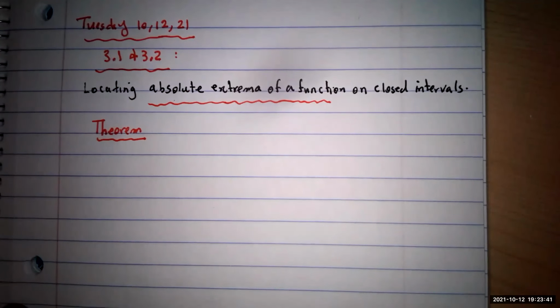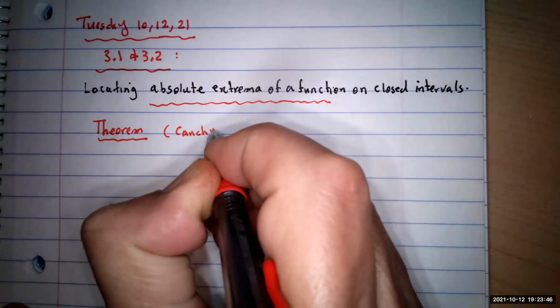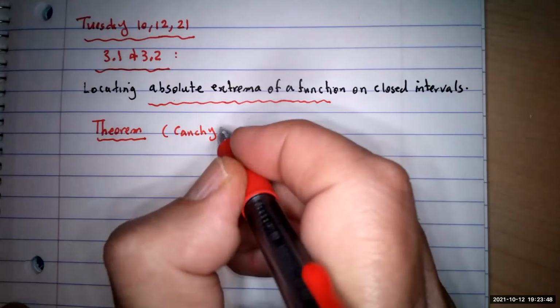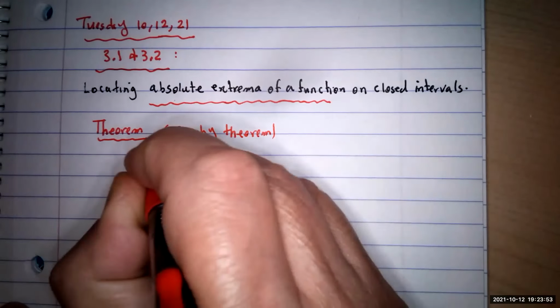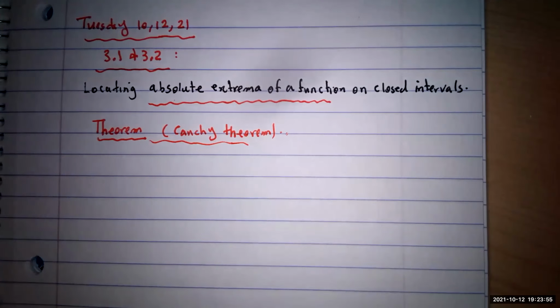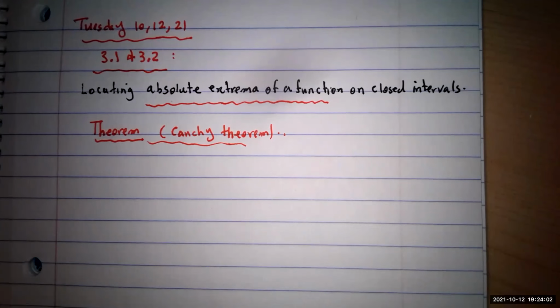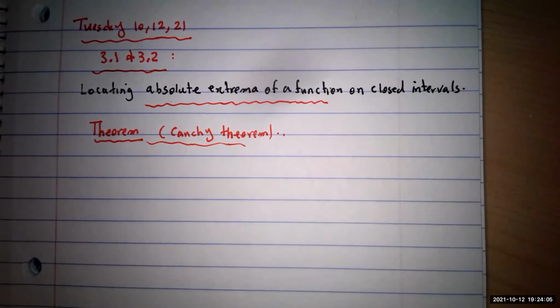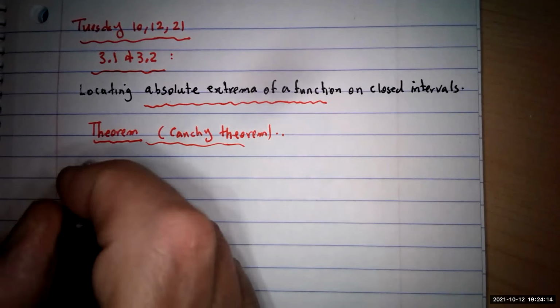This theorem was proved by Cauchy, so that's why we like to call it Cauchy theorem. Augustin Cauchy, French mathematician. Okay, what is the theorem? Cauchy theorem will tell you that if you have a function which is only continuous on a closed interval, there is a guarantee that that function would have one absolute maximum and one absolute minimum. That's it. So nothing to worry about.